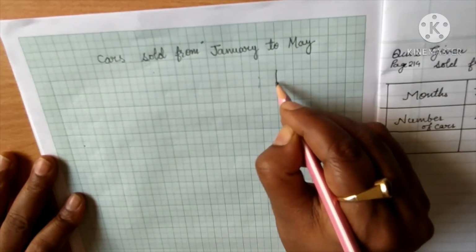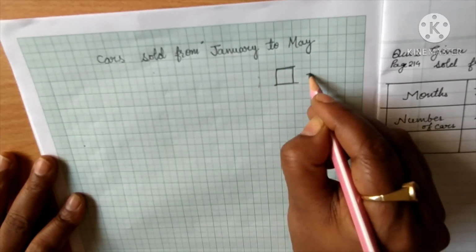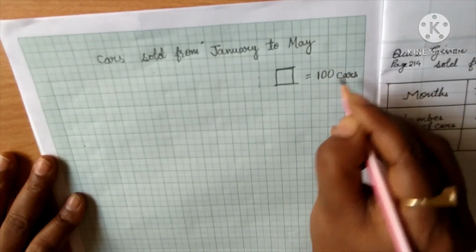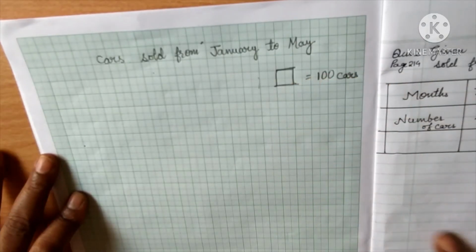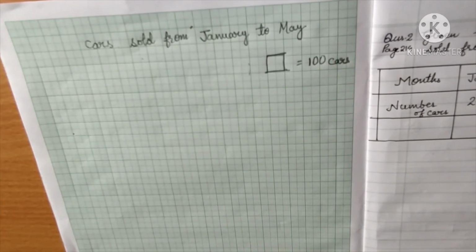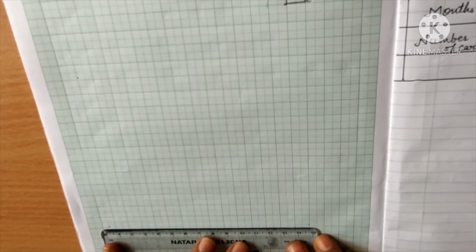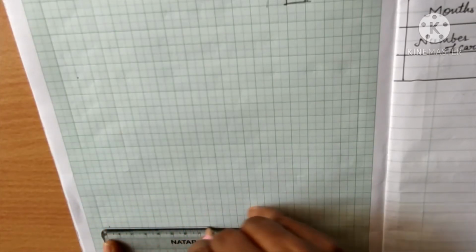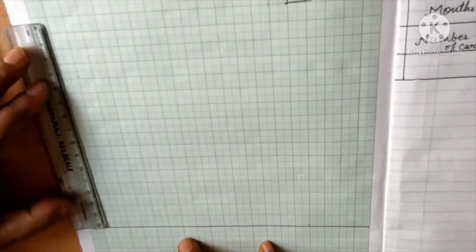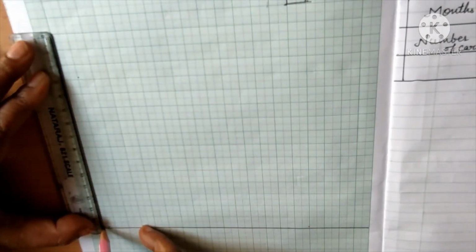Since all are multiples of 100, I am taking the scale here: 1 square is equal to 100 cars. Okay, 1 square represents 100 cars. Clear to you? Now we have to make the table as I explained in my previous video just before this. So I will draw the scale here. This is the x-axis, that is the horizontal axis, and this is the vertical axis, that is the y-axis. These things I already explained, just a brief.